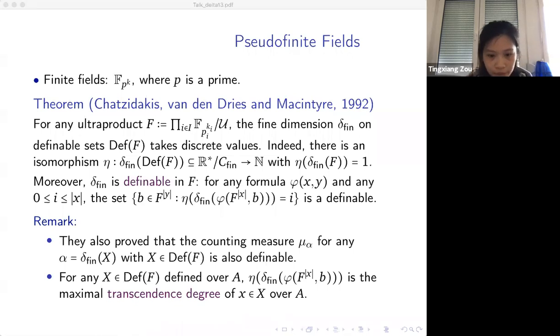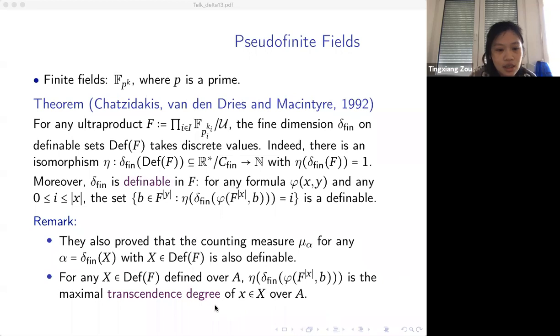Actually they proved more: they proved that every counting dimension, for a counting measure mu alpha, the finite dimension of some definable set is also definable. So the measure is also definable, the dimension is definable. And the finite dimension here, in the case of ultraproducts of finite fields, really corresponds to the algebraic dimension. So it's the natural dimension.